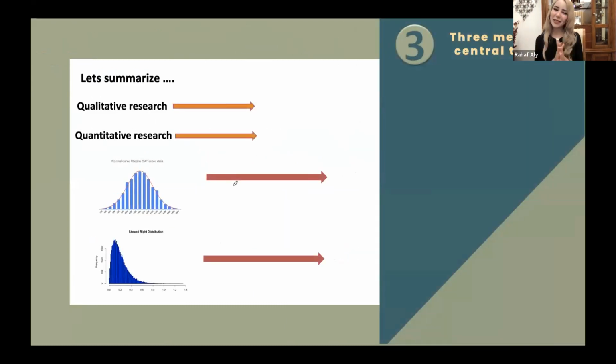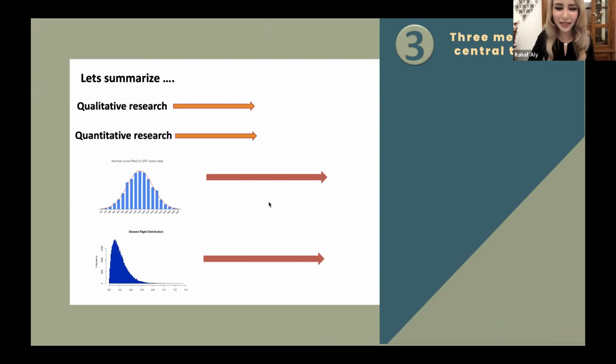Okay, so let's summarize and let's increase the stress a little bit. I'm going to open the chat box and you have 5 seconds to answer each question. Whoever answers first, I'm going to announce their answer. So, quantitative research, which measure of central tendency should we use?